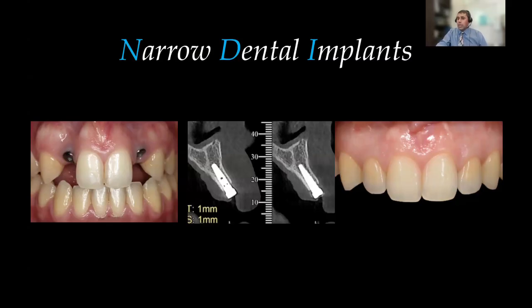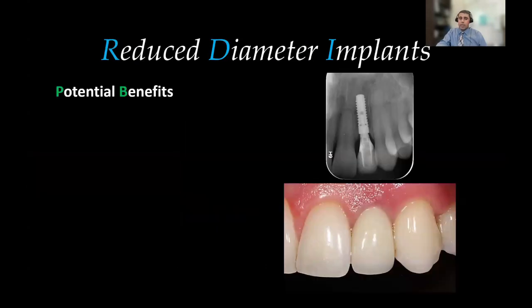Now, we're not talking about mini implants here. We're talking about implants that are around 3 millimeter in diameter. Anything that's less than 3.5 millimeter, consider a narrow diameter implant. And that's what we can consider here, particularly for teeth like lateral incisors, similar to what we see in this example. For narrow diameter implants, anything that's less than 3.5 millimeter.